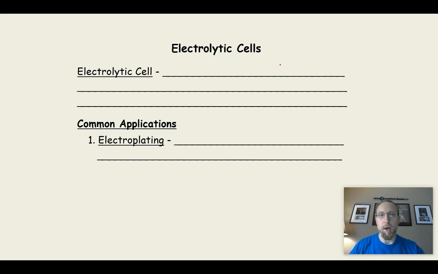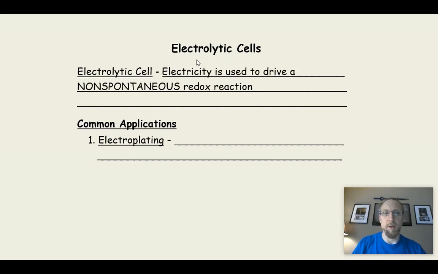So we talked about these a little bit in the last lesson. These are basically the opposite of voltaic cells. So electrolytic cells are where electricity is used to drive a non-spontaneous redox reaction. Doesn't happen by itself. You need something to get it going. All right, so we'll see what that is in a little bit.